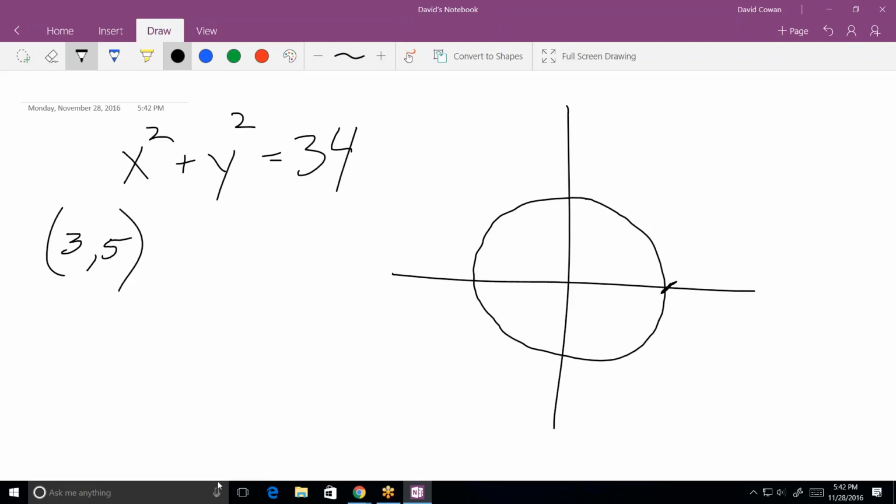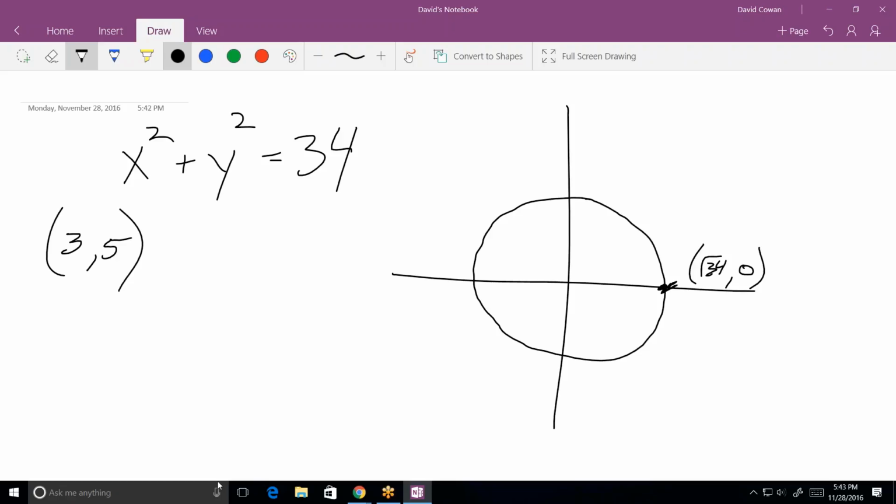And this point right here is what? 3, 5. No, that would be 0, comma... It's somewhere in between 5 and 6. No, let's leave it as a root. Root 34. In other words, the radius of this circle is root 34, which doesn't reduce, incidentally, because that's 17 times 2, both prime numbers.